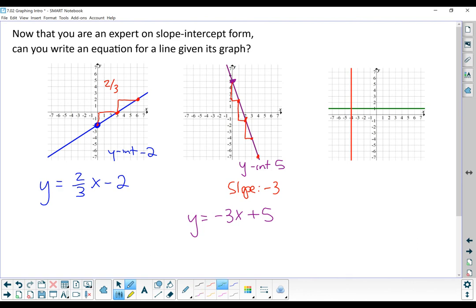Okay, we've got two last lines here, a vertical and a horizontal. Our horizontal one has a y-intercept of 1, so that's y equals 1. Our vertical has an x-intercept of -4, so that's x equals -4.